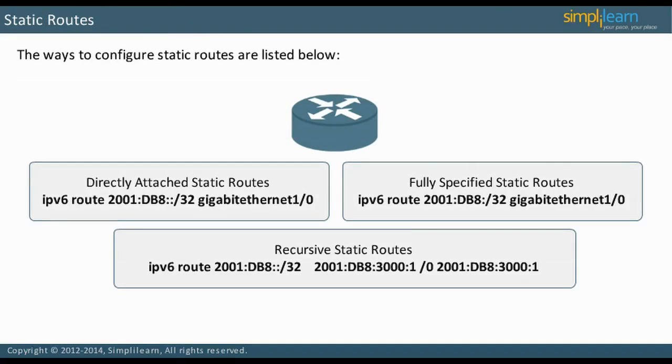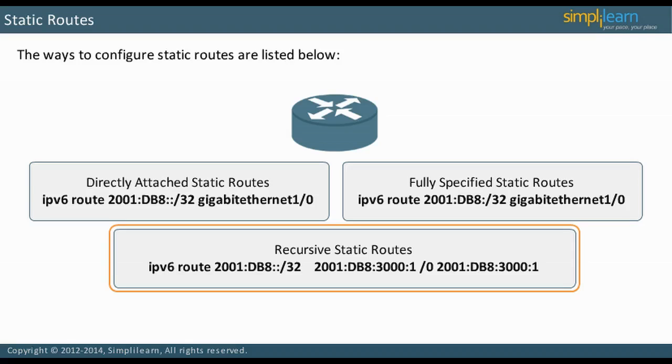In IPv6, there are three ways to configure static routes. With directly attached static routes, only the output interface is specified. Fully specified static routes are used when the output interface is multi-access. Both the interface and next hop are configured. Note that the interface comes before the next hop as compared with IPv4. In recursive static routes, only the next hop is specified.